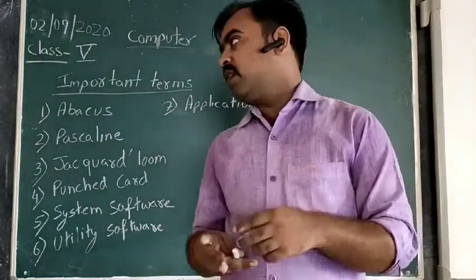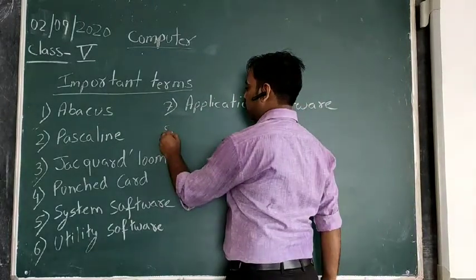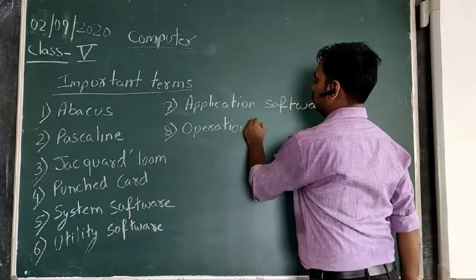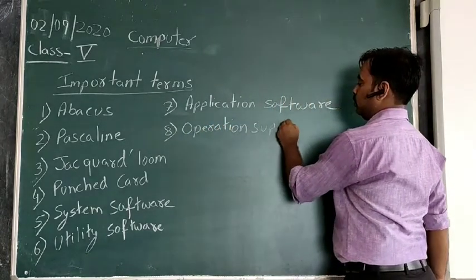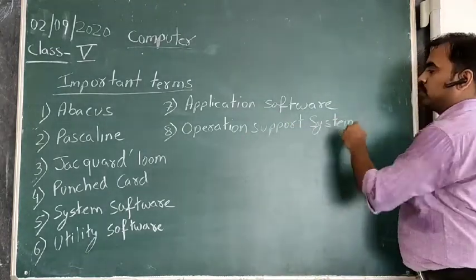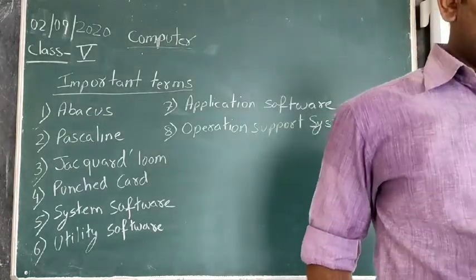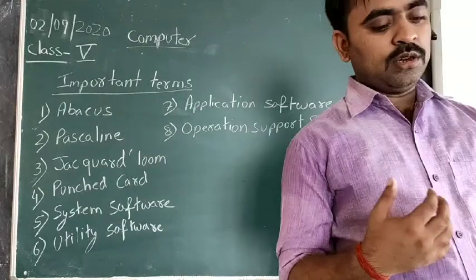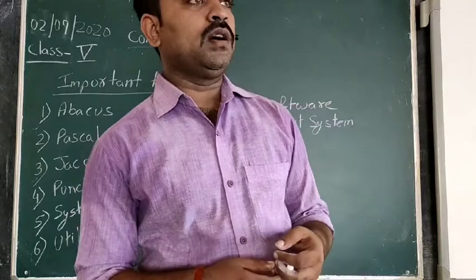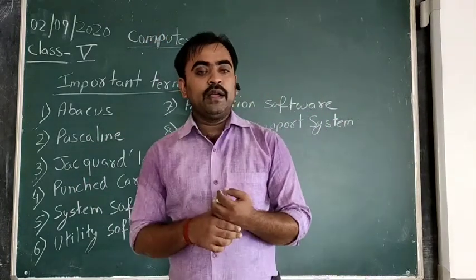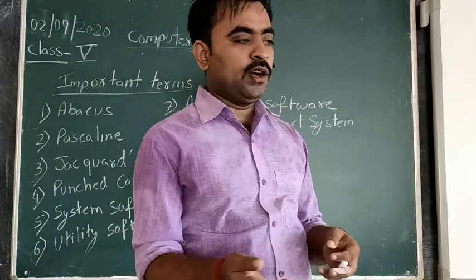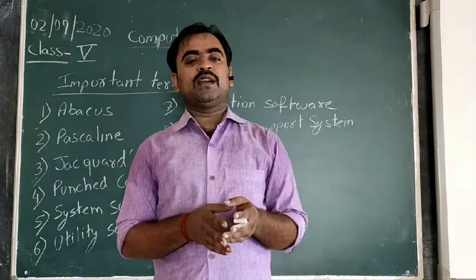Other than that, there is another important term, that is operation support system. The operation support system operates, monitors and analyzes the telephone or computer network connected to your computer. Suppose there is a network at your school lab, your office or your home, where two or more computers are connected together.